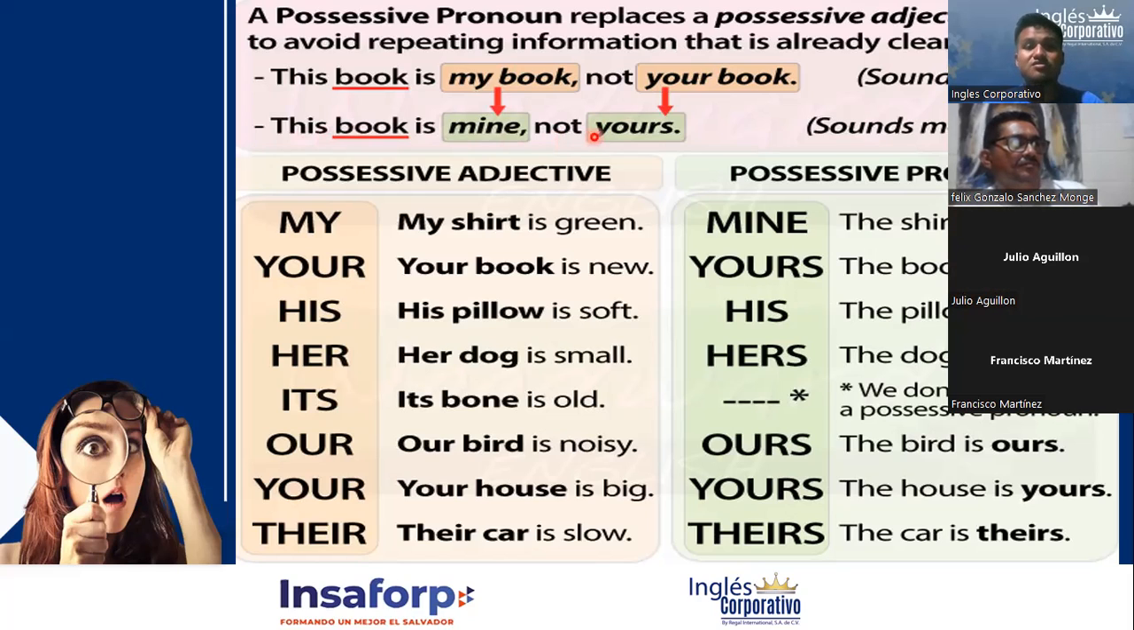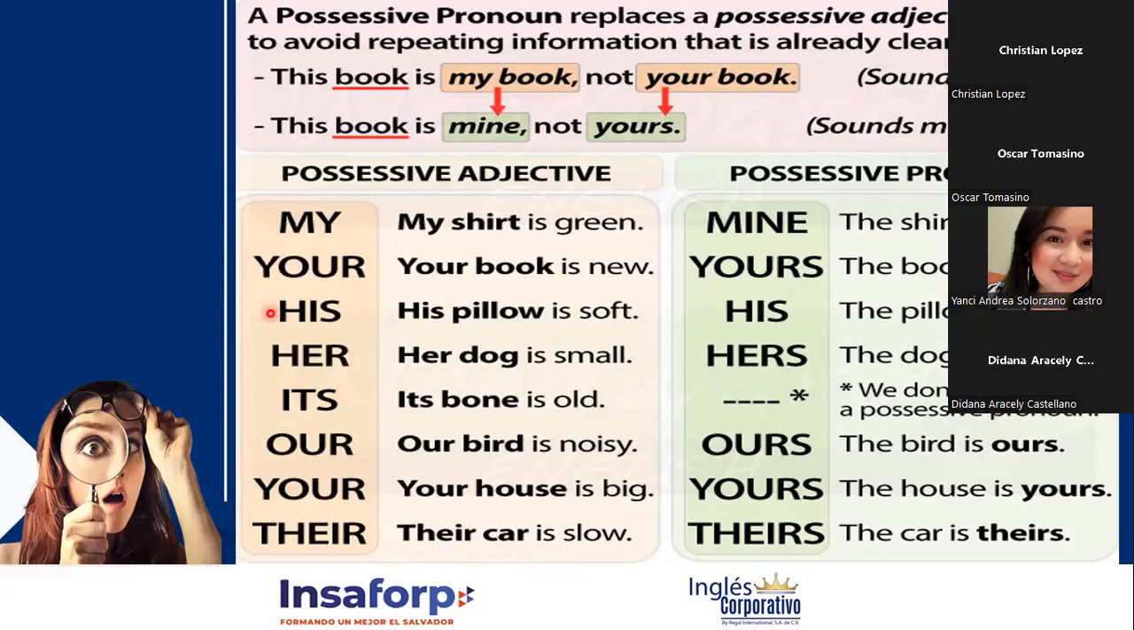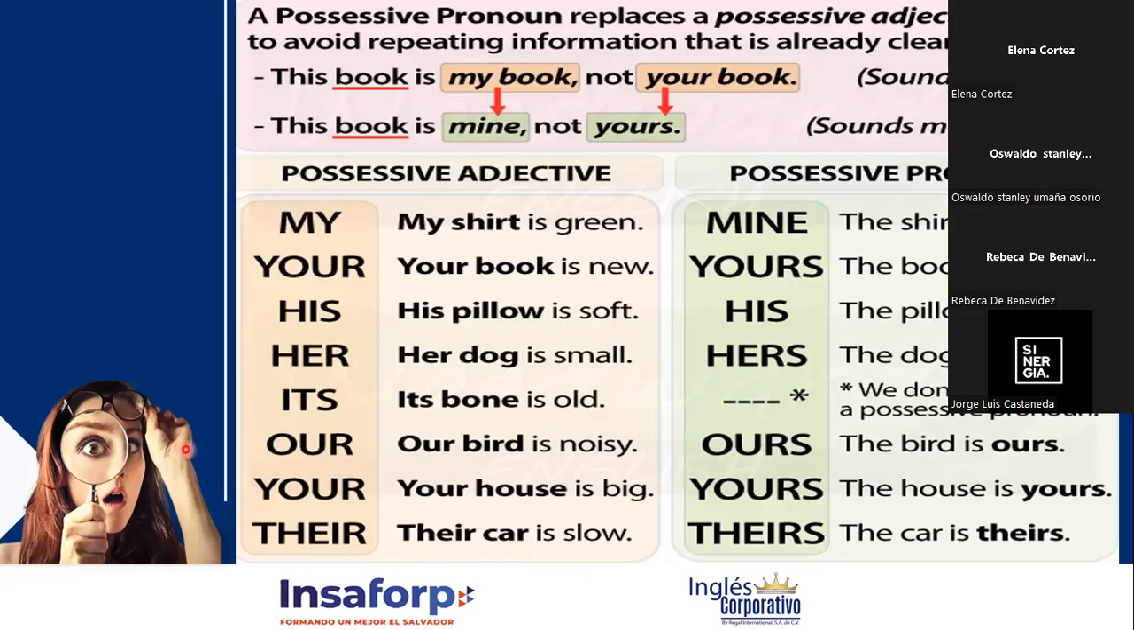So it's pretty much like that. That's the reason why most of the time we are going to use a possessive pronoun to replace a possessive adjective. Now, I'm going to give you a number and you are going to help me read the sentences that we have here. We're going to start with Felix, number one, Julio, number two, Francisco Martinez, number three, Christian, number four, Oscar Tomasino, number five, Jancy Andrea, six, Araceli, seven, Elena, eight, Oswaldo, nine, Rebecca, 10, Jorge Luis, 11, Patricia, 12, Juan, 13, and Jessica, 14. So let's go ahead, please.